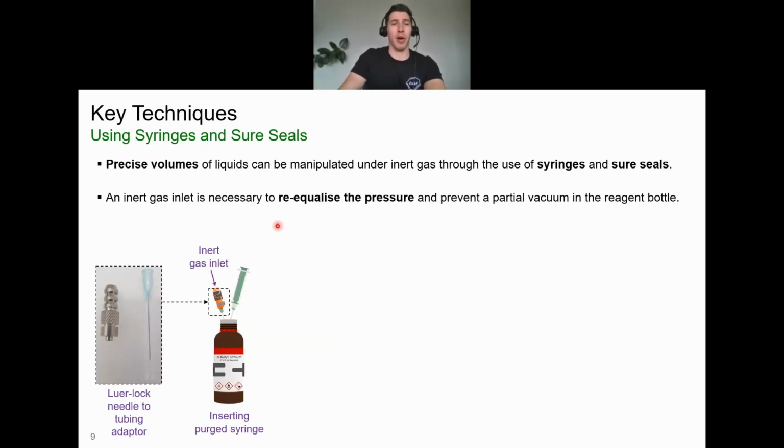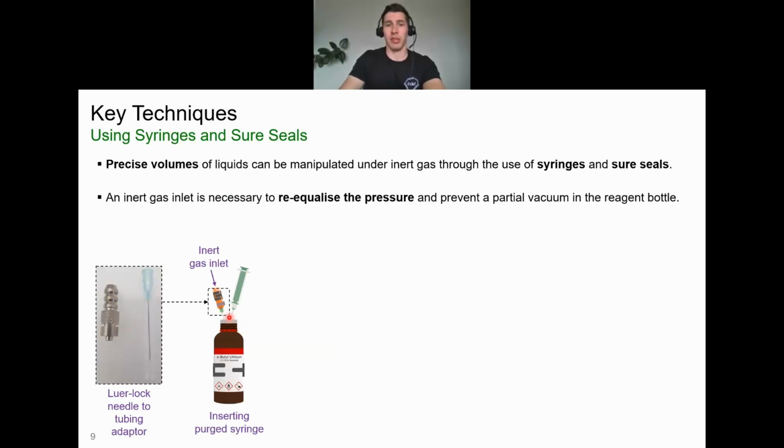And the first step of this is that we need to purge the syringe. Similarly to the cannula, we can't evacuate the syringe, so we purge it. We do that by inserting it into the headspace of the reagent bottle. You can also do this into the flask that you're going to be adding it to.